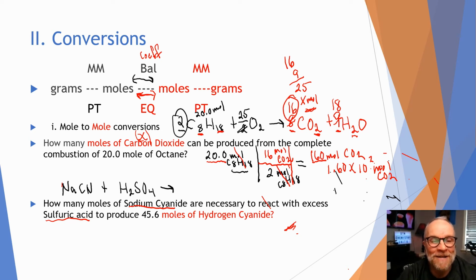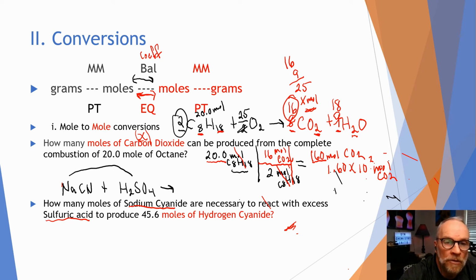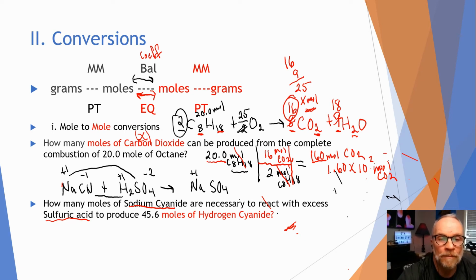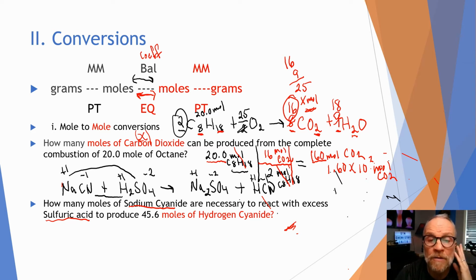All right. And so here we know that sodium is going to react with sulfate and hydrogen is going to react with cyanide. +1, -1, +1, -2. Okay. So sodium sulfate +1, -2 plus HCN +1, -1. So don't forget to crisscross your charges here. So that's going to be Na2SO4.